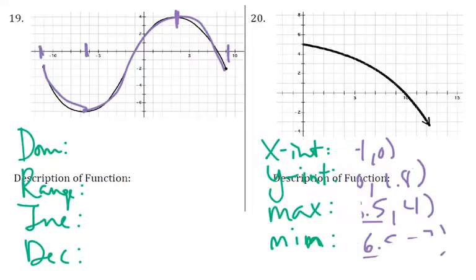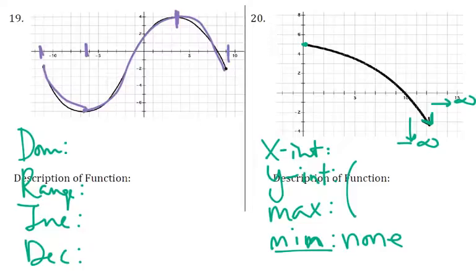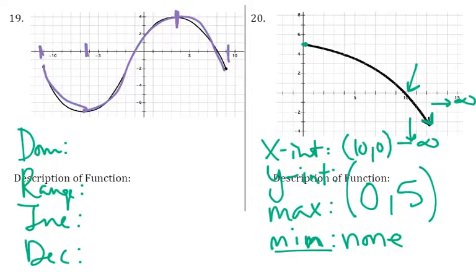Now, if we look at 20. So now 20 has an arrow, right? So it means it's going to keep going down to -infinity and to the right to +infinity. So there isn't going to be a minimum because it keeps going down. A maximum, that highest point would be right there because it stops, which is also our y-intercept. So those together are 0, 5. Our x-intercept would be right there and would be 10, 0.